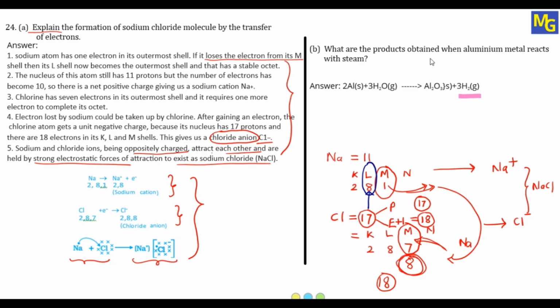What are the products they are asking? The products are aluminium oxide and hydrogen. Here we can write the names of the products also. So write down our products: aluminium oxide, and the second product is hydrogen gas. So these are our products.